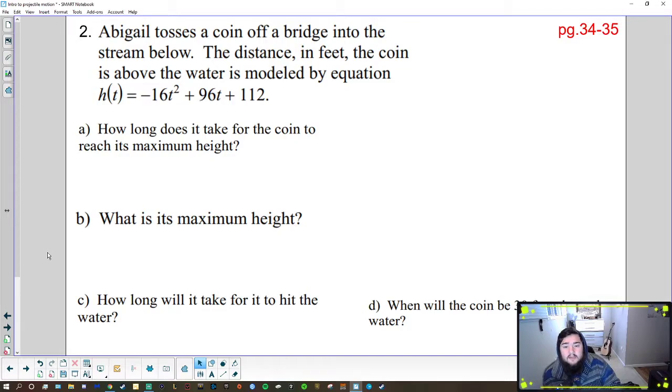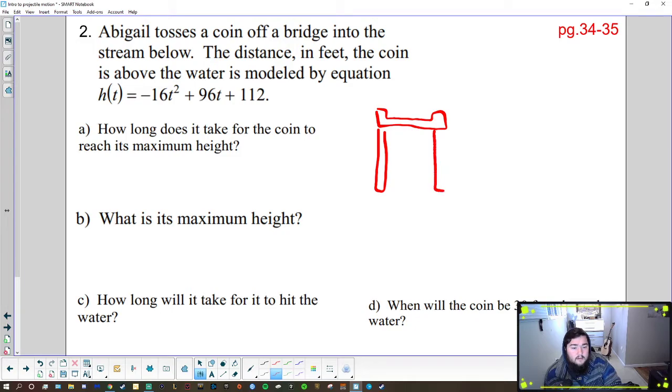We know Abigail is on a bridge and she's tossing a coin off of the bridge. So we're going to take a second and sketch what is happening. I'm going to draw my little bridge right here. Here is my bridge that Abigail is on. It's not the greatest bridge, but we got it. Here's some water. And we know that Abigail is standing on this bridge, and she is about to toss a coin over the bridge. So here's my coin. I have Abigail tossing a coin off a bridge into the stream below.